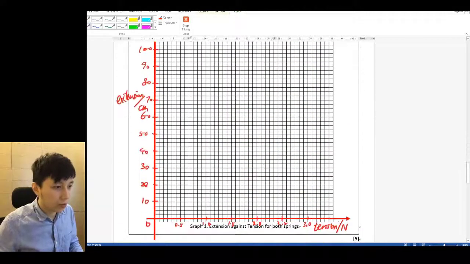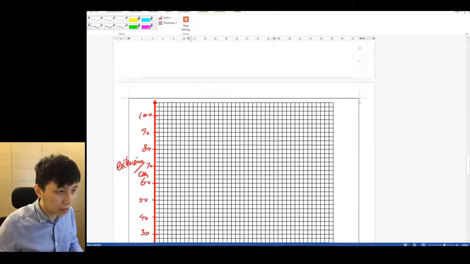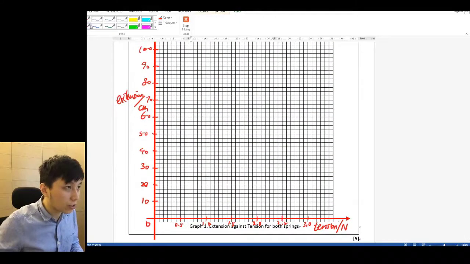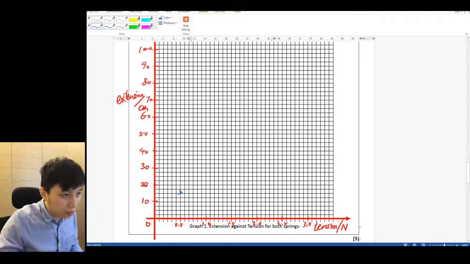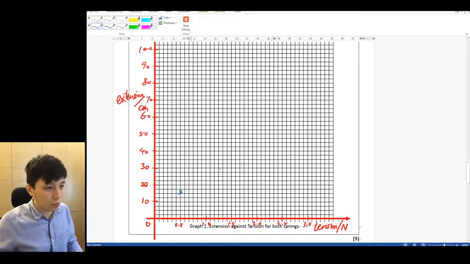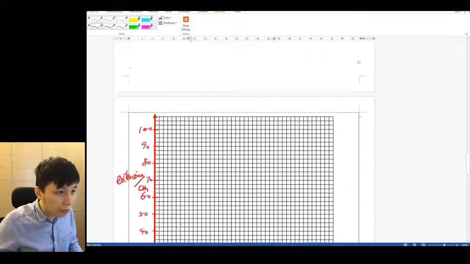the graph. And so the first data is going to be 0.5 and 16. I probably will change another color. Okay, so 0.5 and 16, so that should be roughly between half and slightly higher. Okay, and you should use a cross to plot it. And then the next one is going to be 1.0 and 32.